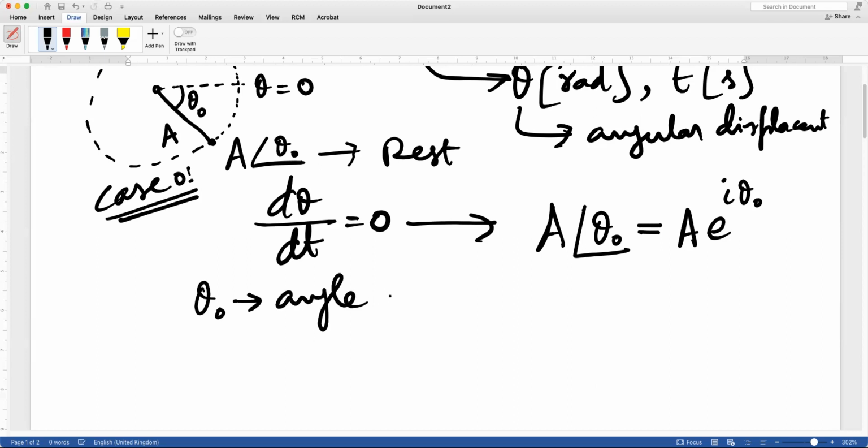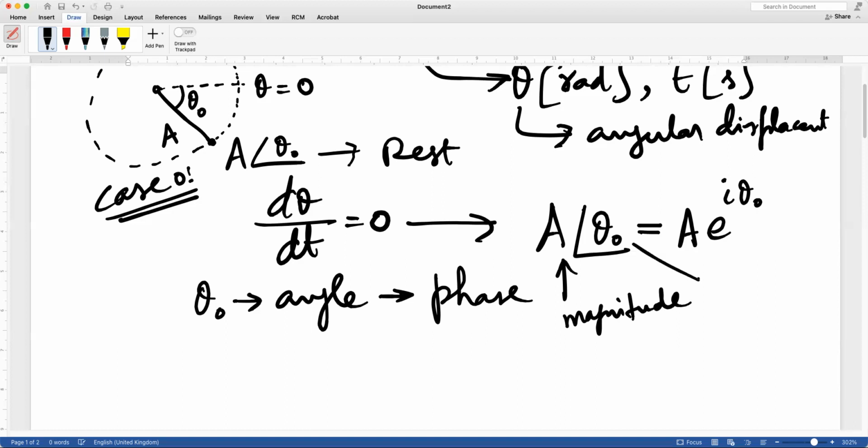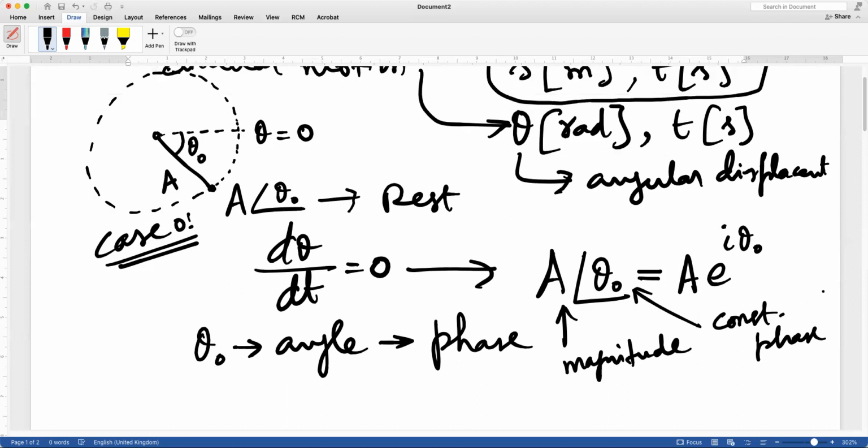but the correct physical word is phase. So this is our magnitude and this is our phase. This is a time independent phase in this case, so it is called a constant phase. The phase word comes from, look at the diagram, that instant.